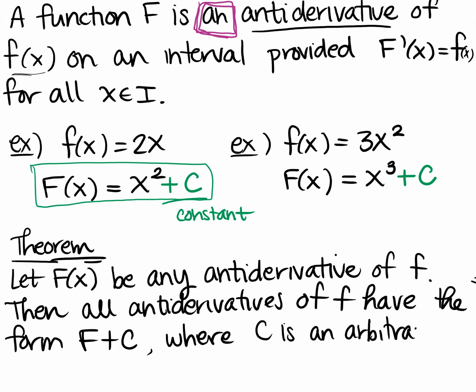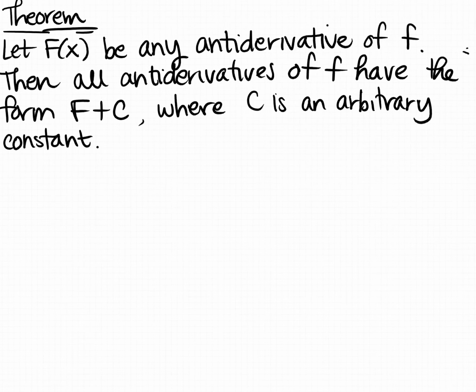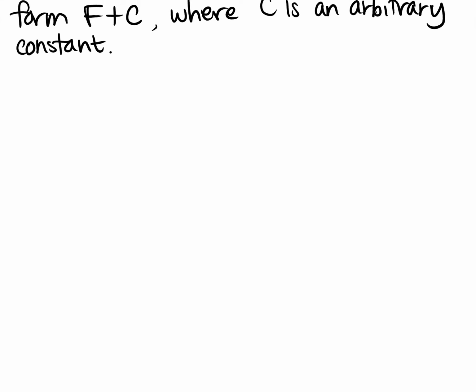Now, I'm going to tell you right now, I think you're going to forget to add the C. Don't forget to add the C. We must add the C because when we are asked to find the antiderivatives of a function, we want to represent all possible antiderivatives. And because the derivative of a constant is 0, that means that we have an infinite number of possibilities for those antiderivatives. Okay, so let's look at a couple examples of this.